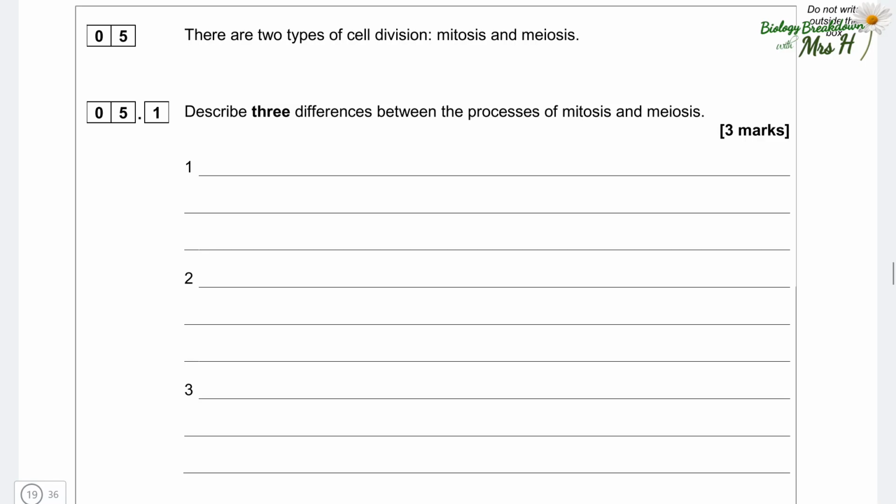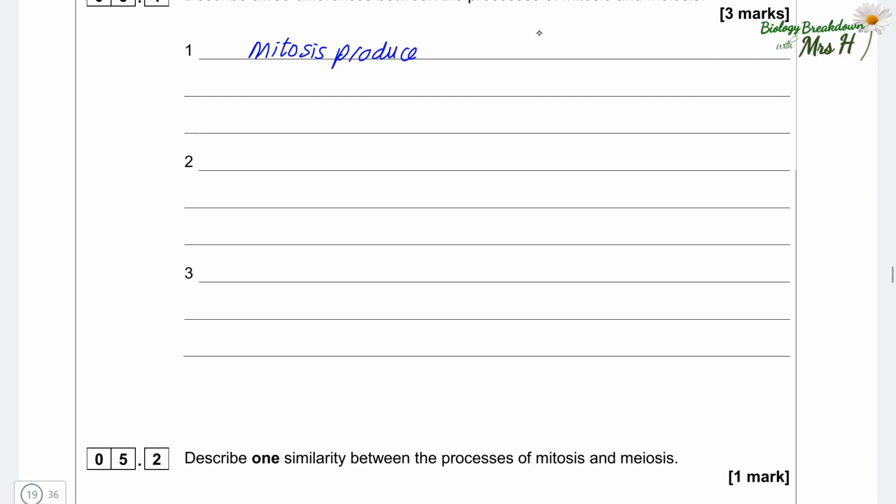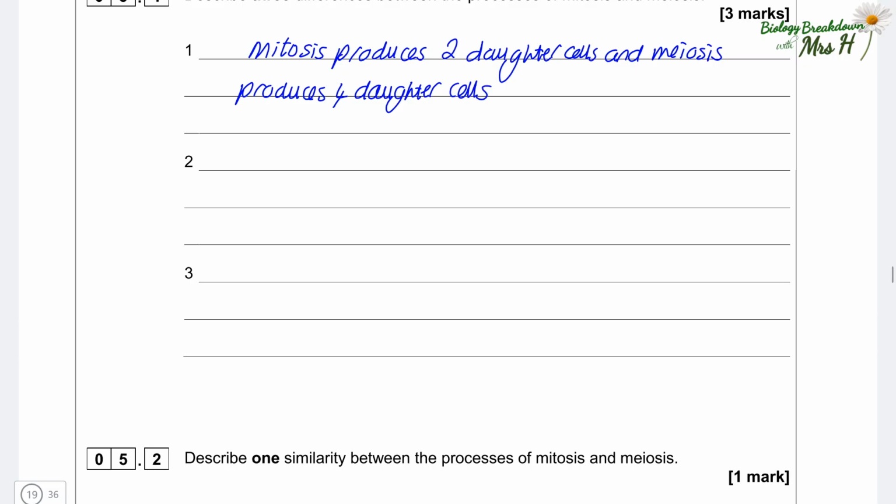There are 2 types of cell division, mitosis and meiosis. Describe 3 differences between the processes of mitosis and meiosis. Well, mitosis produces 2 daughter cells and meiosis produces 4 daughter cells. Notice that I'm saying what mitosis does and what meiosis does. You can't just say mitosis produces 2 daughter cells and think that you're going to get a mark for it. You've got to make it a comparison.